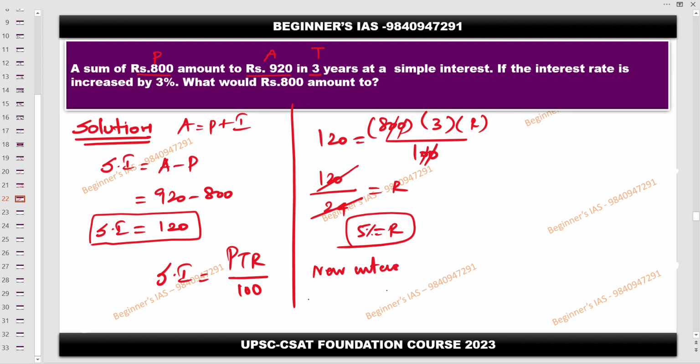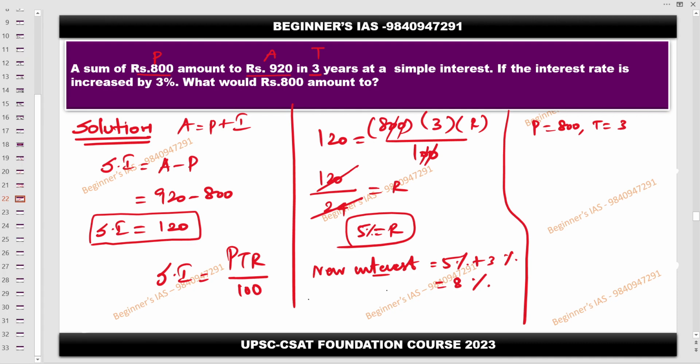So therefore the new interest rate will become 5% plus 3%, so totally it will become 8%. For this new interest rate, what would rupees 800 amount to? The principal is now 800, and you need to calculate with time equal to 3 years. If the interest rate is 5%, the amount is 920. If the new interest rate is 8%, instead of 920, what would be the amount? That is the question.